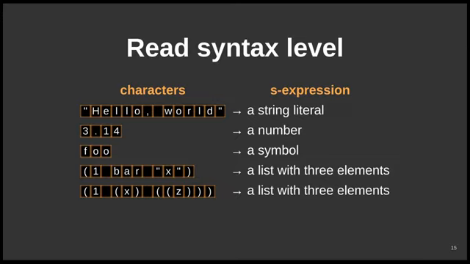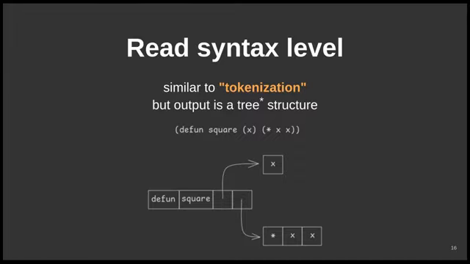In this last example, the sequence of characters represents also a list of three elements, where second and third elements are also lists. The reader syntax level is quite similar to what in other languages is tokenization. However, the output of the reader is not a linear sequence of tokens, but is a tree. I've added an asterisk in this slide, because indeed the reader supports also some special notation to be able to build a general graph, and not only a tree.